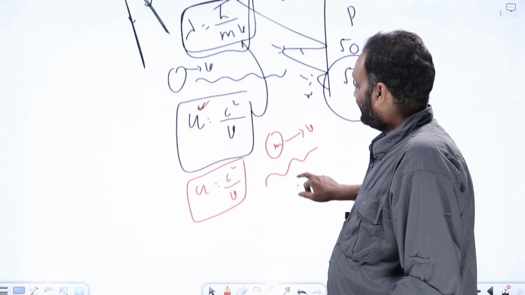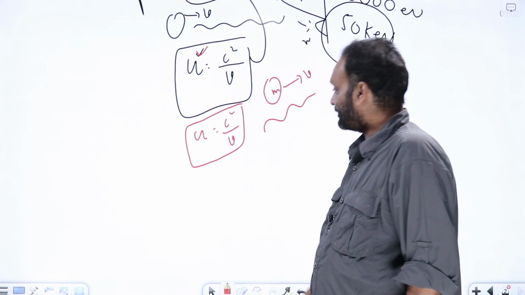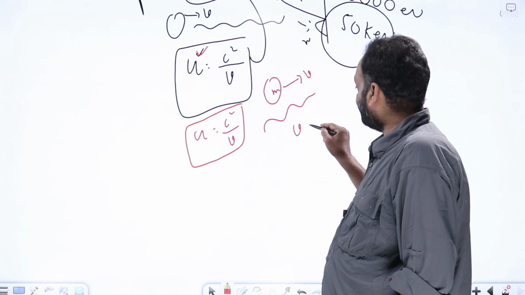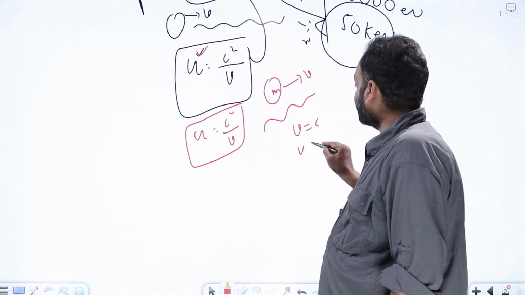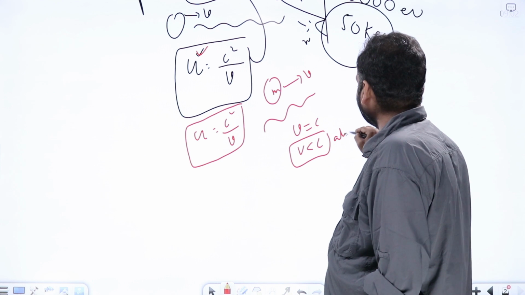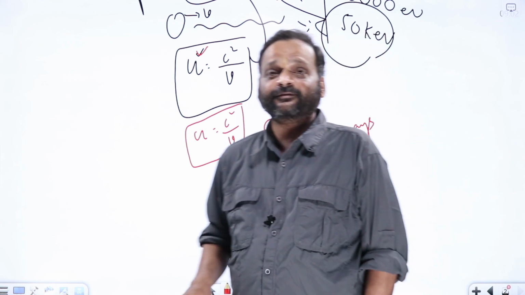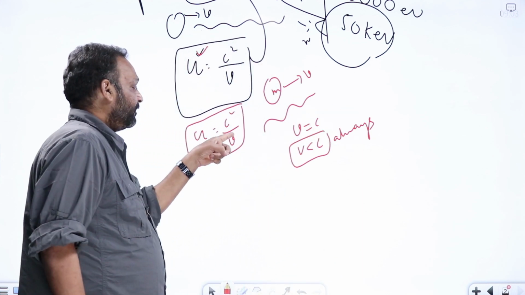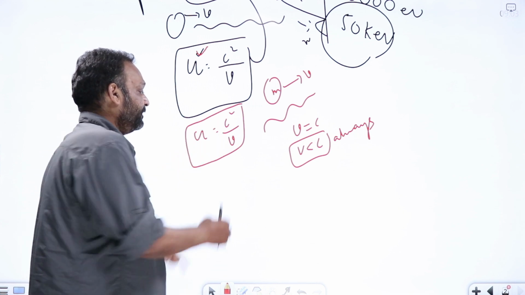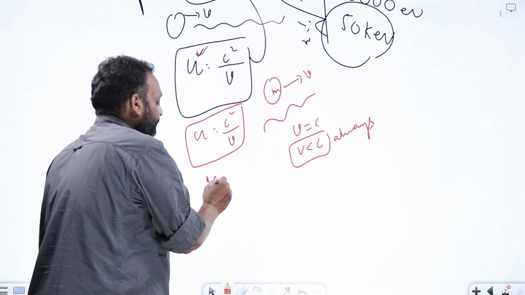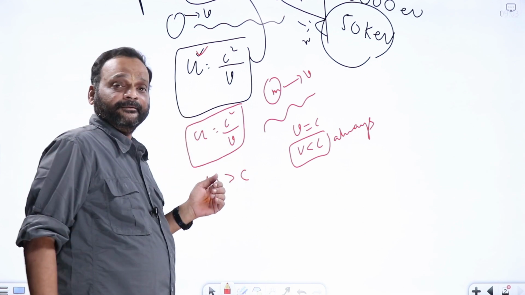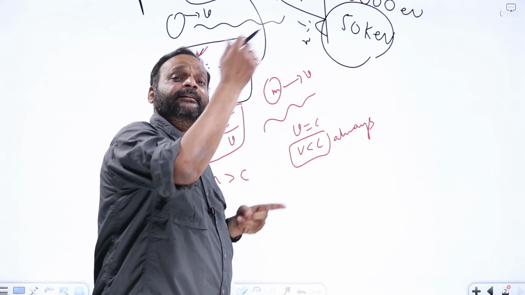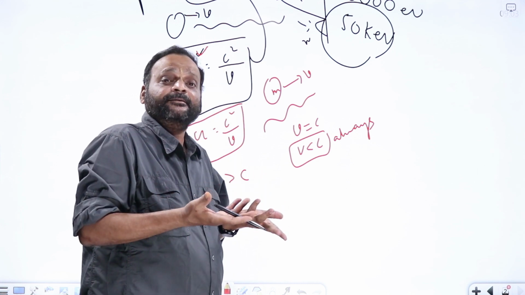According to relativity, no material particle can travel with the velocity of light. For any material particle having some mass, velocity can never be equal to c or greater than c. Velocity should always be less than c. This is the limitation imposed by the special theory of relativity. But here, u equals c square by v. When I put v less than c, u will be greater than c. So matter waves are traveling with velocity greater than that of light, which is not acceptable according to the special theory of relativity.